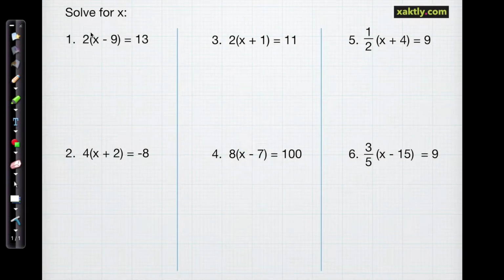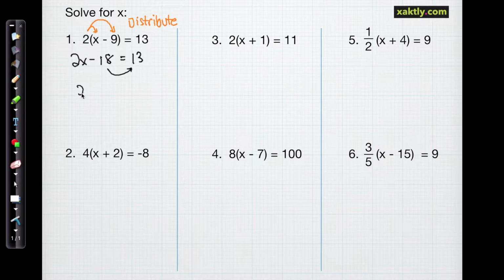Okay, here are 6 algebra problems with another twist. We have to use the distributive property of multiplication. So on this first one, the 2 outside the parentheses actually multiplies both the x and the minus 9. So we always have to distribute that before we begin. So this problem really turns into 2x minus 18 is equal to 13.